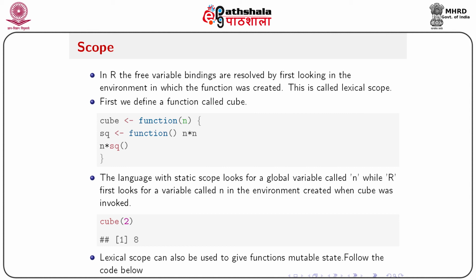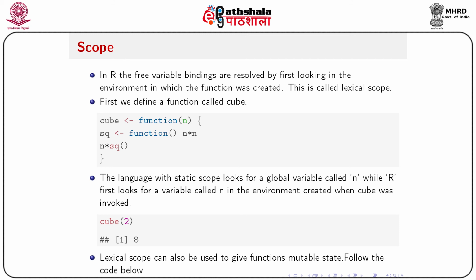The language with static scope looks for a global variable called n, whereas R first looks for a variable called n in the environment created when cube was invoked. So cube 2, if we pass 2, then it would be 8. 2 to the power 3 is 8. And lexical scope can also be used to give a function mutable state.